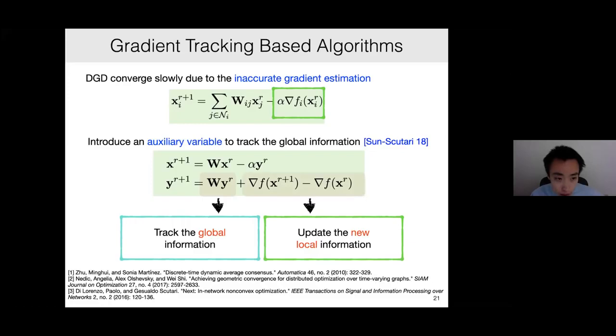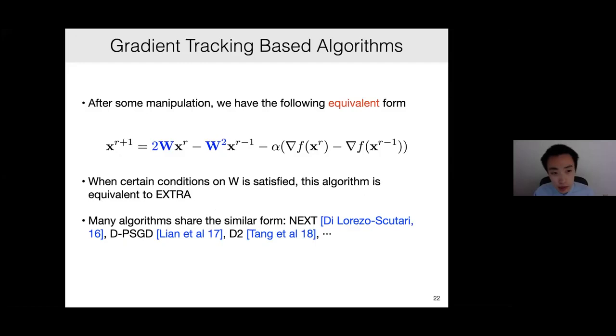This type of algorithm can also, after some manipulation, be converted to the following equivalent form. You will see it's very similar to that of primal-dual-based methods, except for how you choose the W. Here the gradient tracking's W squared basically means it has twice the communication, but for primal-dual it's only one times the communication. Most of the forms are similar, and many algorithms derived from the consensus algorithm share a similar form. For example, NEXT, PSGD, and D2, many algorithms share a similar form.